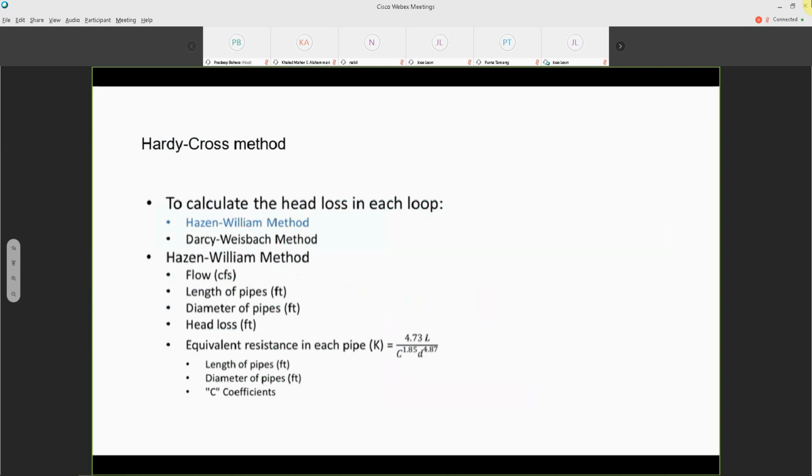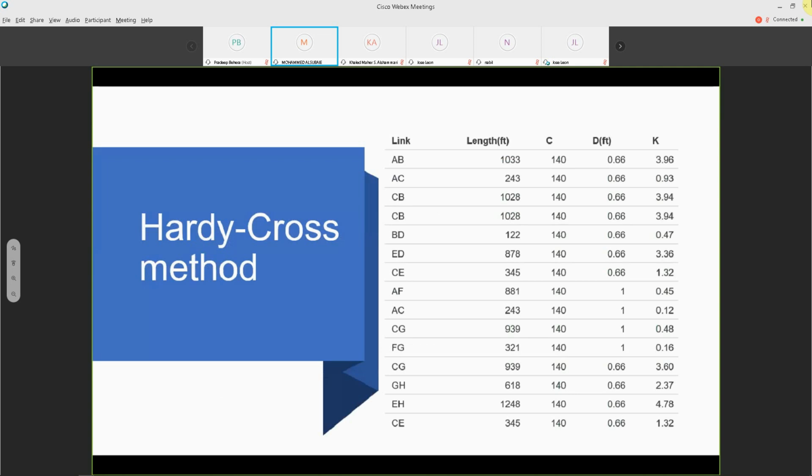Hello everyone. My name is Mohammed Alsubaiei. For the Hardy Cross method, we use the Hazen-Williams method to get the pipe resistance coefficient K. For Hardy Cross, we use this table method.